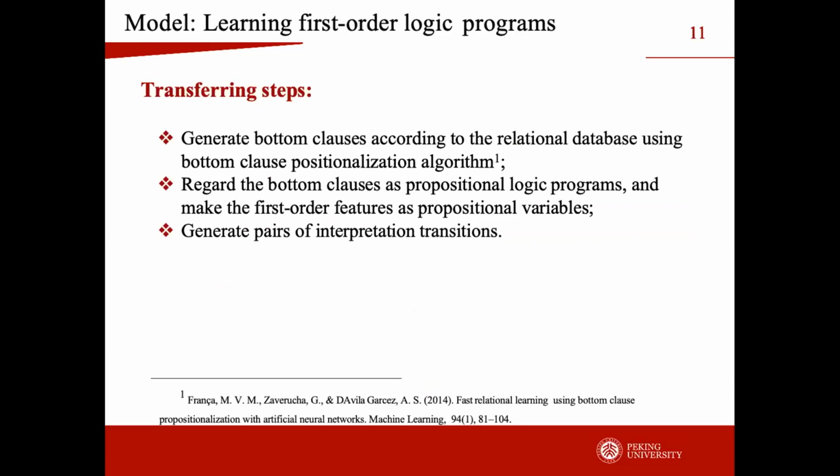In the next stage, we want to learn the first order logic program from the relational database. In order to perform this task, we need to adopt the bottom clause propositionalization algorithm. This algorithm just transfers the relational data to attribute value data. After applying this algorithm, we can generate a lot of bottom clauses. We can regard the bottom clauses as a propositional logic program and make the first order features as propositional variables. In the next step, we generate pairs of interpretation transitions according to the bottom clauses.